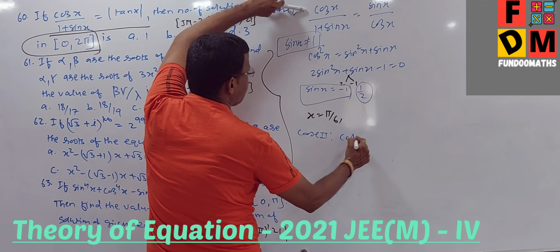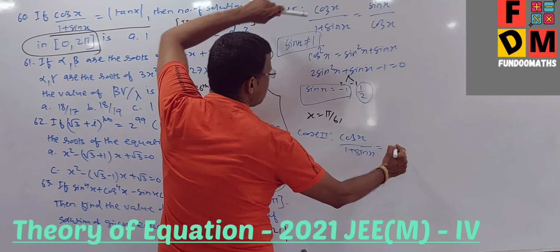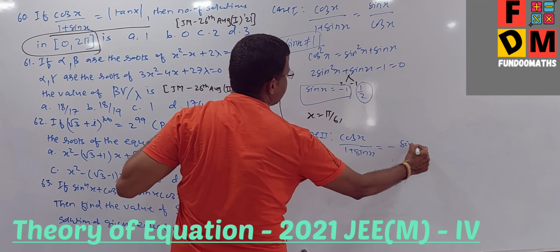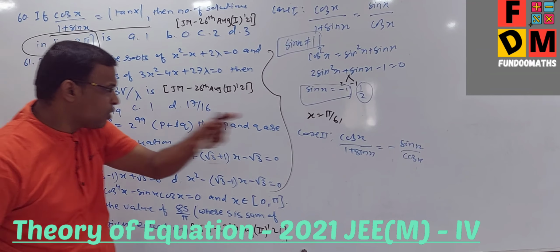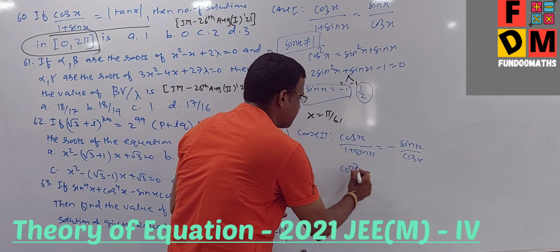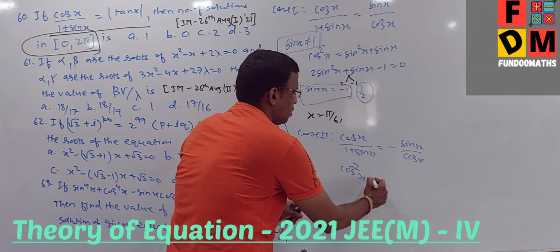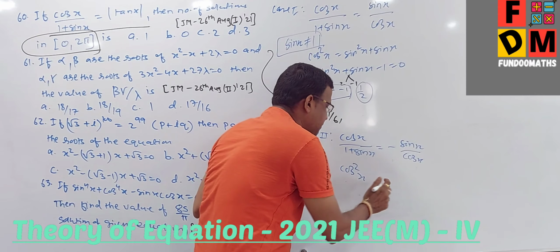Case 2 is cos x upon 1 plus sin x is equal to minus tan x, so minus sin x upon cos x. Same step, do the cross multiplication. So cos square x equals minus sin square x, which goes to this side as plus sin square x.